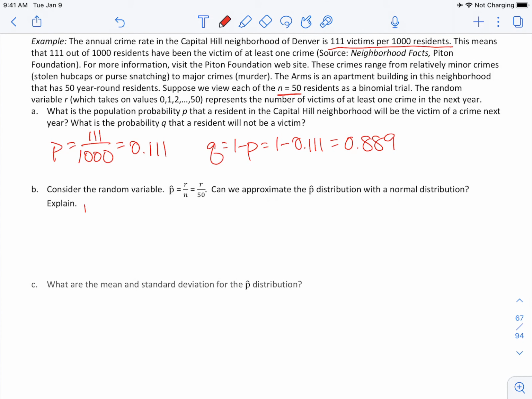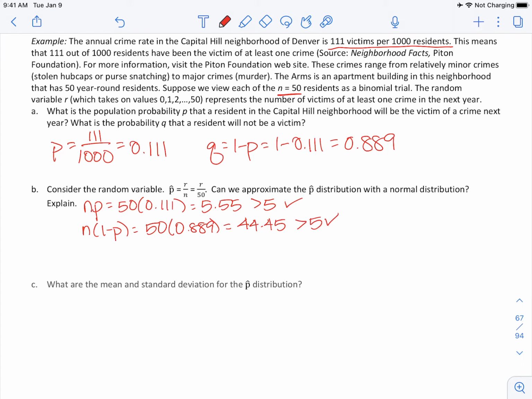So we have to do N times P. So 50 times 0.111 gives us 5.55. So that's greater than 5. That's good. We also have to check N times 1 minus P. 50 times 0.889 gives us 44.45, which is also greater than 5. So both of these are greater than 5, so yes, you can use the approximation with the normal distribution.